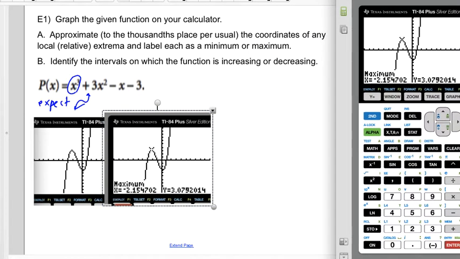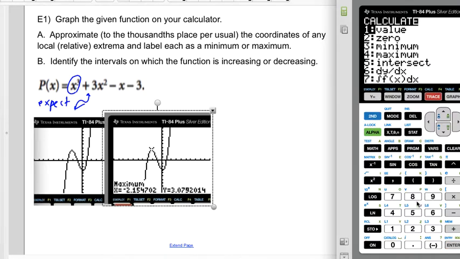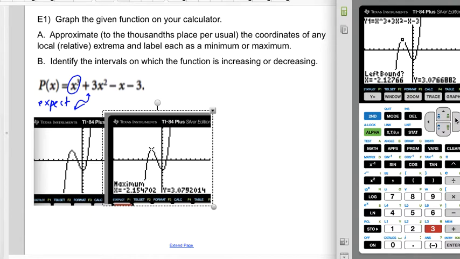I'm going to do the same thing now for the min. So I'm going to go to second calc. I want to find the minimum, which is 3. So I'm going to scroll over.